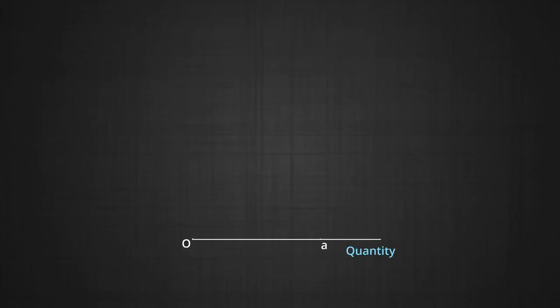You will recognize the first part of this function as the equation for a straight line. On the x-axis, we have the quantity demanded of the good, and on the y-axis, we have the price of the good. Our x-intercept here is A, while A divided by B is our y-intercept.